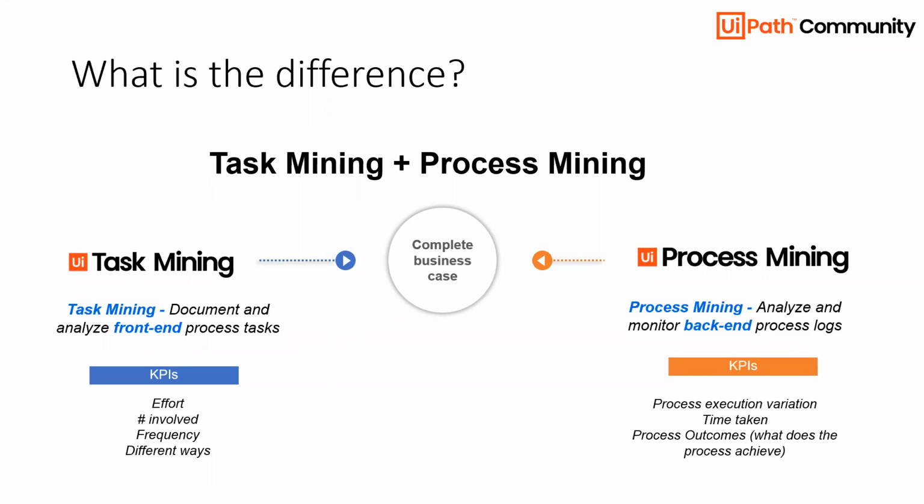The first thing, Task Mining documents and analyzes the front-end process tasks, while Process Mining analyzes and monitors the back-end process logs. So the difference is that Task Mining and Process Mining both help you understand and identify processes which can be automated and can bring in huge ROI. But Task Mining gets that data from front end processes, while Process Mining gets that data from back end processes. Process Mining is a whole different product to talk about, and that we can do sometime later in our upcoming sessions. But today we will focus more on Task Mining and how we can utilize it.